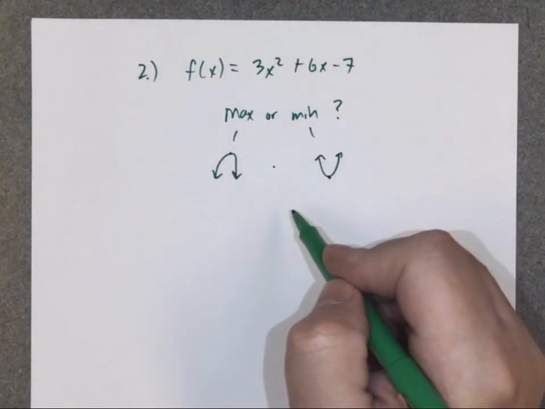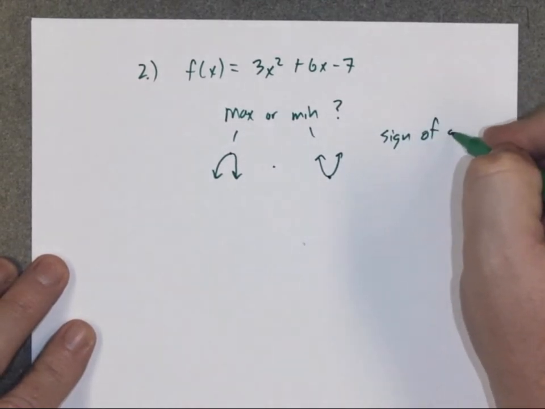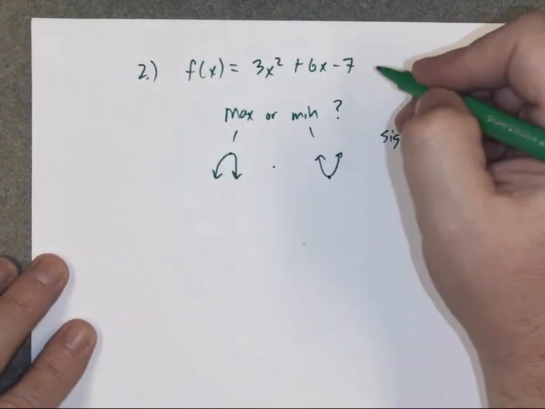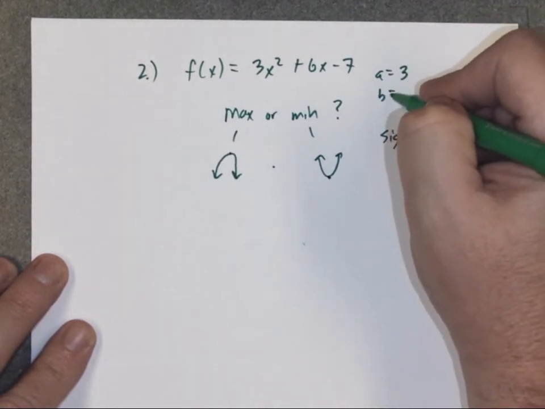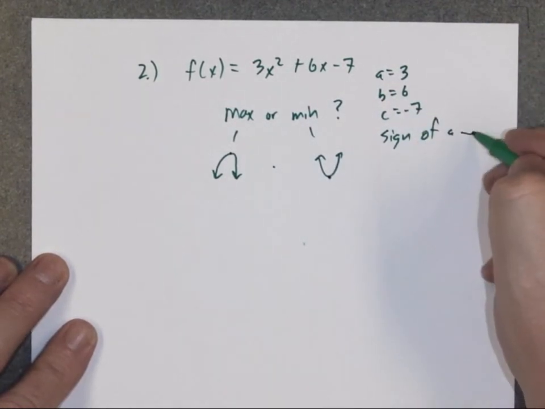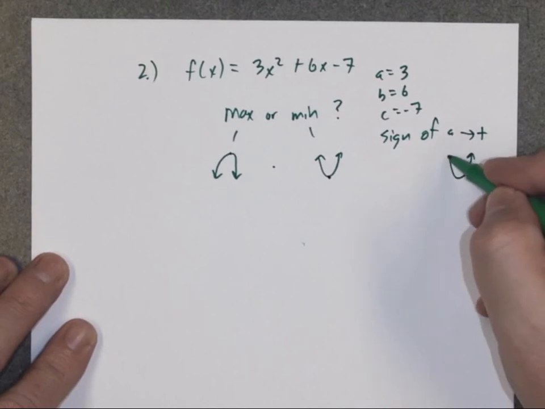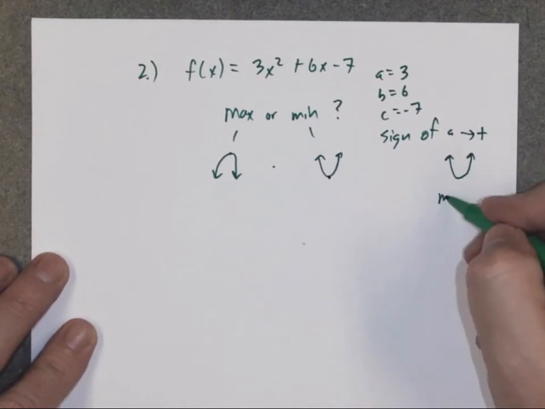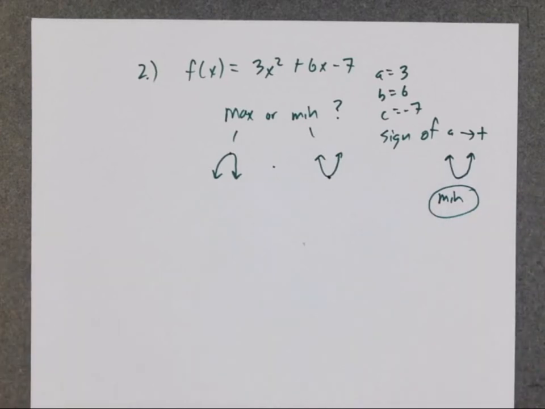Open up or open down is a very simple question, right? The whole key is the sign of a. For our problem, a is 3, b is 6, c is negative 7. What is a? a is positive, which means it opens up, which means for this problem we're going to have a minimum. So you click on the button for we have a minimum.